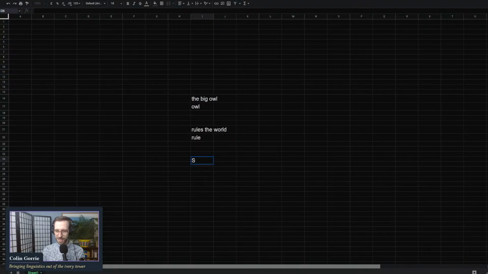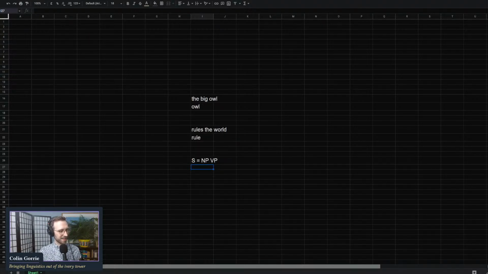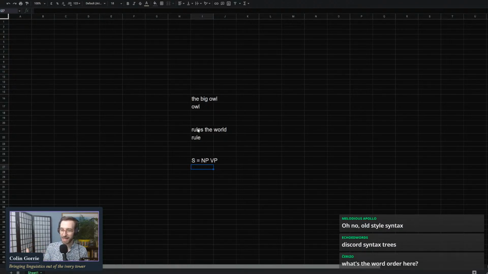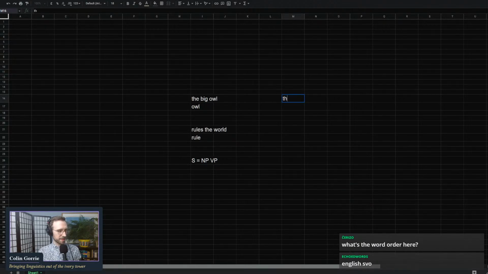So this is some old style syntax, but sentence equals noun phrase and verb phrase. The big owl rules the world. That's just a little aside for those who are interested in the more syntactic side of things. Obviously, sentences do get a bit more complicated than that as time goes on. So we talked about heads, and we talked about how case is a way of signaling the relationship of a noun to the rest of the clause. Or if we think of it in terms of heads, we have the head of the clause, which can be thought of as the verb. Again, being a bit pre-theoretical here, because there are other theories that will tell you different.